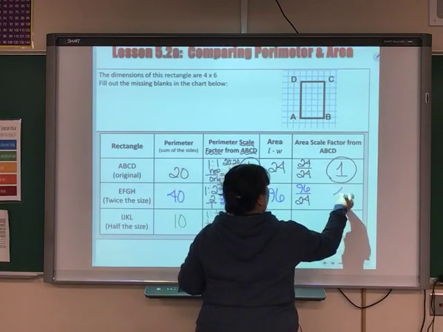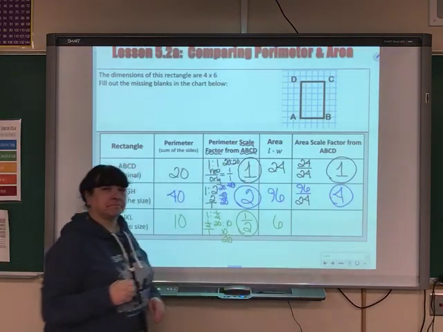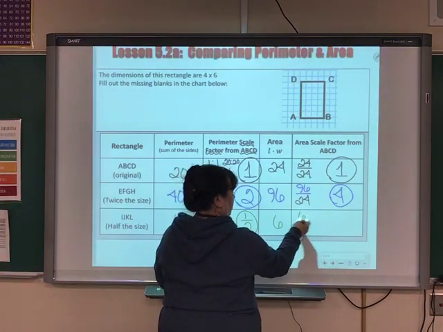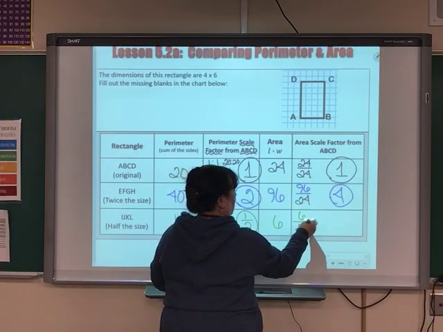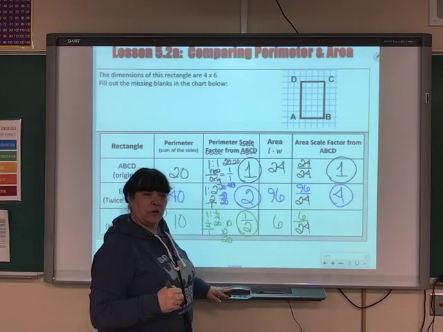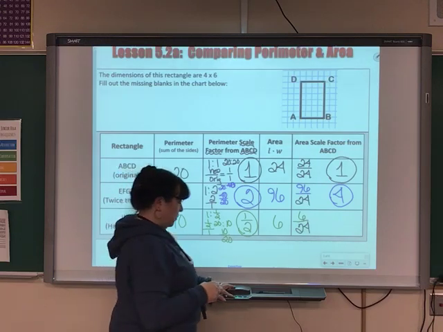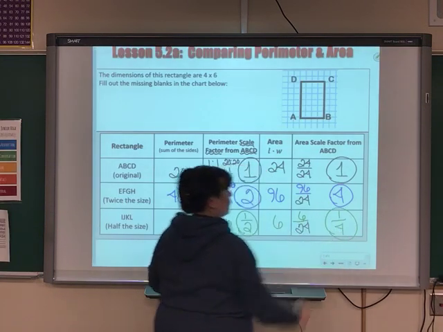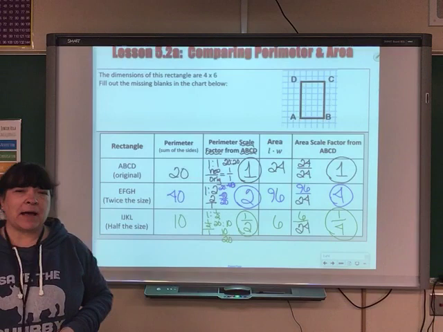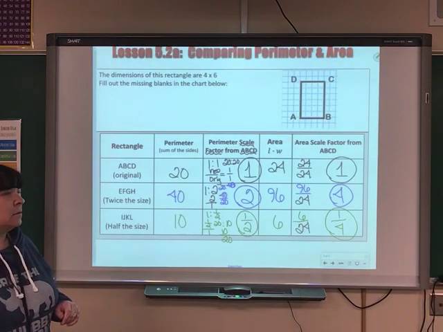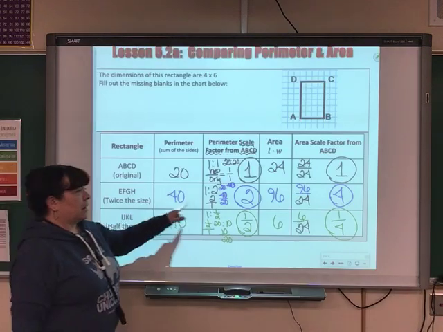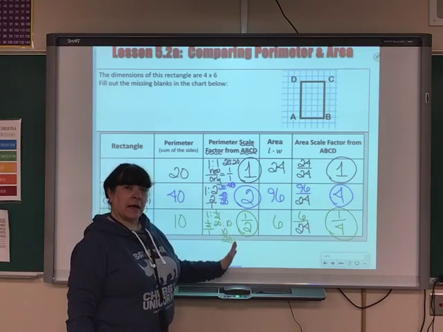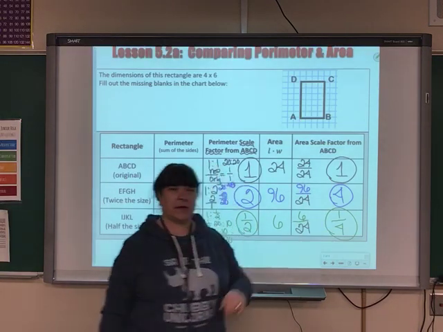Actually, that's 4. And if I did this one as the ratio of the new to the original, smaller numerator, 6 24ths, I can simplify that to being 1/4. Do we see any kind of patterning going on here? I double the sides, it's 4 times the area. I half the size, it's 1/4 the area.